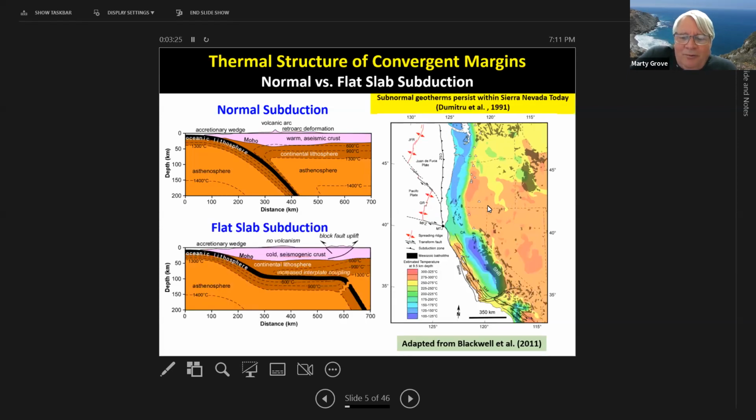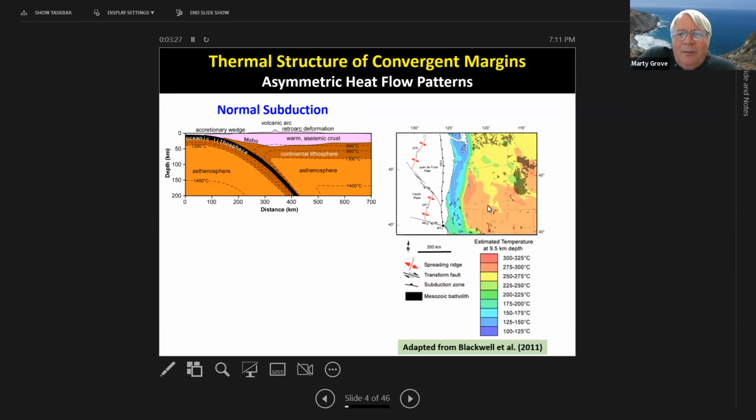This image is basically cast in terms of the estimated temperature at approximately 10 kilometers depth. So this is adapted from Blackwell et al. 2011. And it's an interesting perspective because we're going to be talking about deep crustal processes.